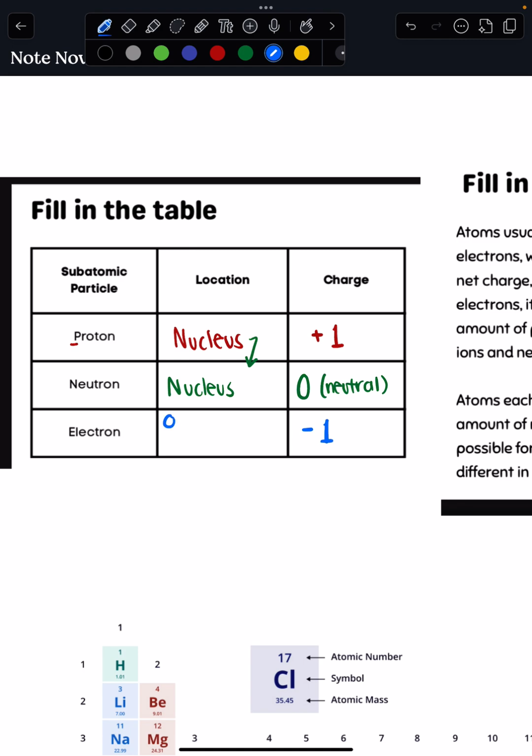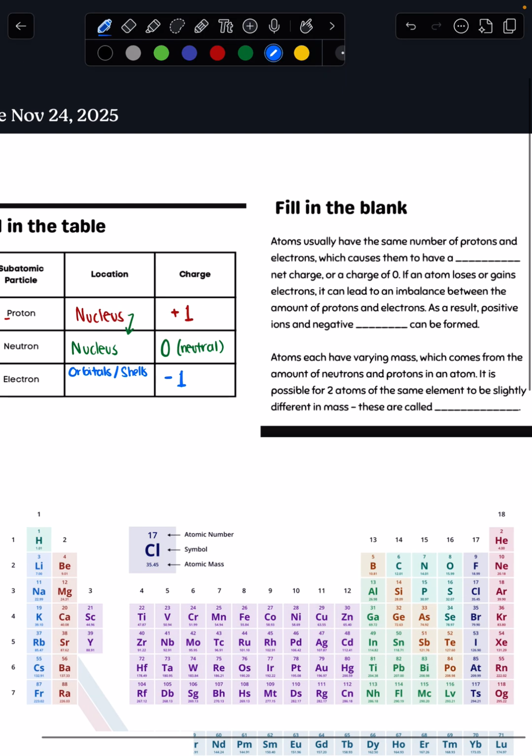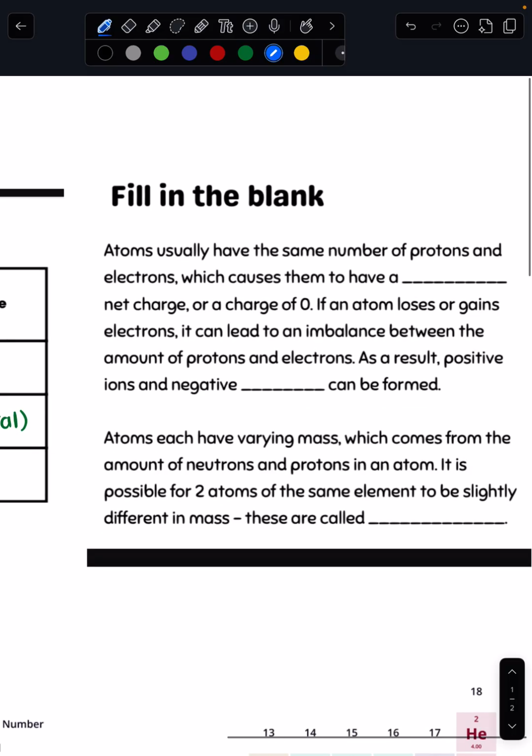They're on the outside, which we call orbitals or shells or energy levels or the electron cloud. You can kind of pick which word to write. Let's go over here to our fill in the blank.